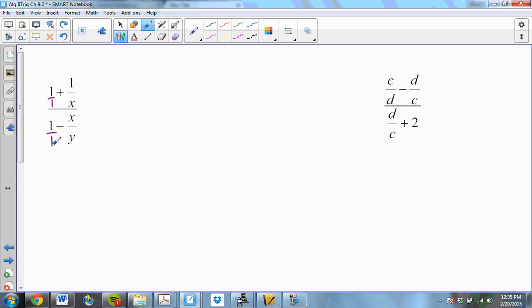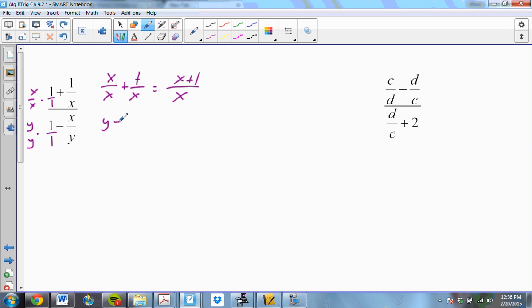So I'm going to work with these in halves. I'm basically going to start by working with this half up here. And I know they have a common denominator of x. I'm going to multiply this by x over x. And this gives me x plus 1. Well, I'll write the step in between. Gives me x over x plus 1 over x, which really becomes x plus 1 over x. That's the top.